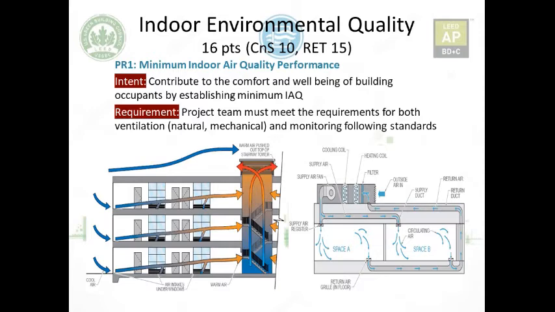The second one is maybe more familiar, where you have a heating, ventilation and air conditioning system. The cold air or hot air is supplied, and then the return air is calculated, filtered, sometimes reused, sometimes it is ventilated into the atmosphere. So these are the 2 systems, natural and mechanical, and there are some monitoring standards that are to be followed that we'll see in the next slide.